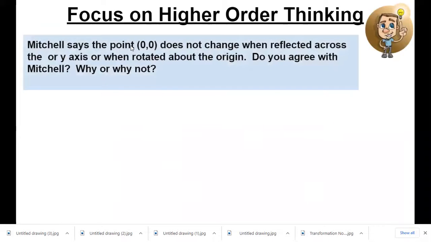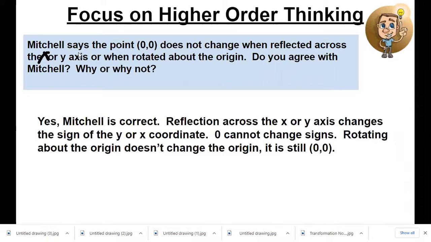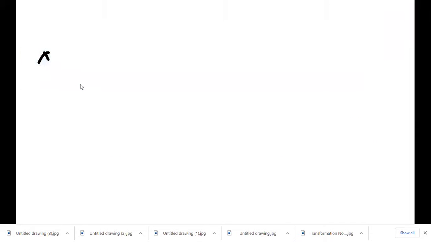So Mitchell says that point (0, 0) does not change when reflected across the x- or y-axis or when rotated about the origin. Do you agree with Mitchell, and why or why not? I agree with him. Why do I agree with him? Because when you reflect across the x- or y-axis, you change the sign of either the y or the x coordinate, but 0 cannot change signs because it has no sign. And then if you rotate about the origin, it doesn't change the origin. It's still going to be (0, 0).